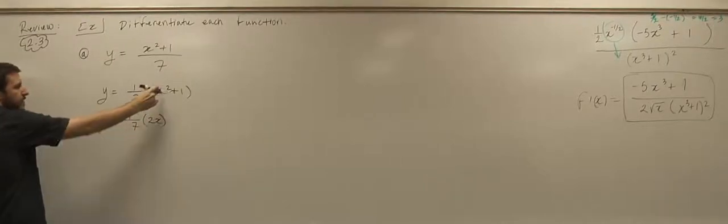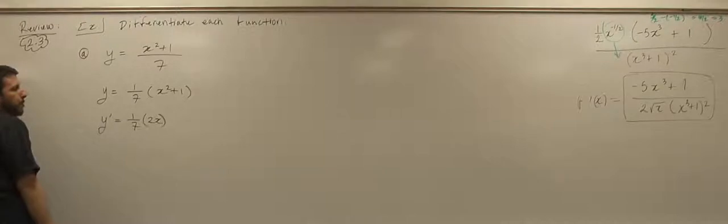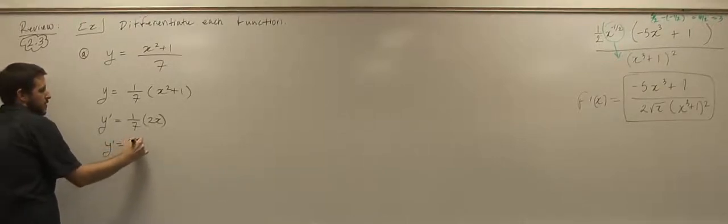Derivative of x squared is 2x, derivative of 1 is 0. So y prime is 2x over 7.